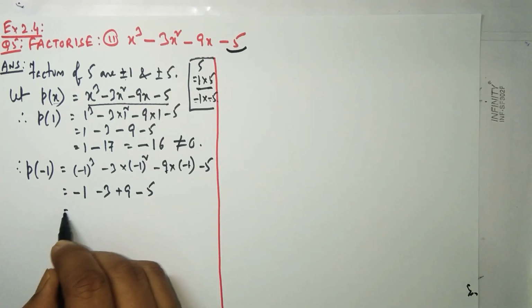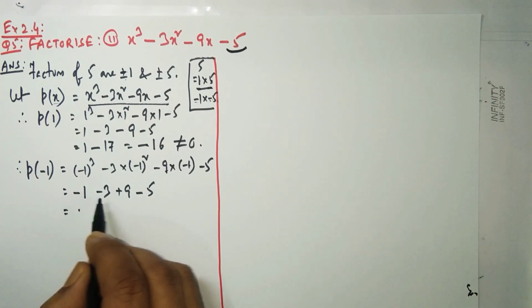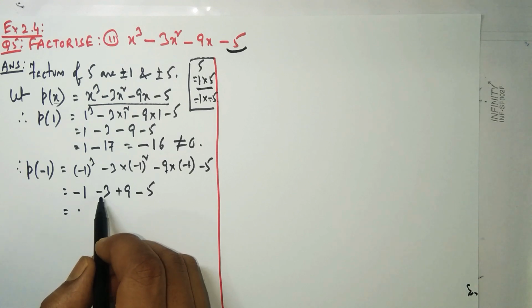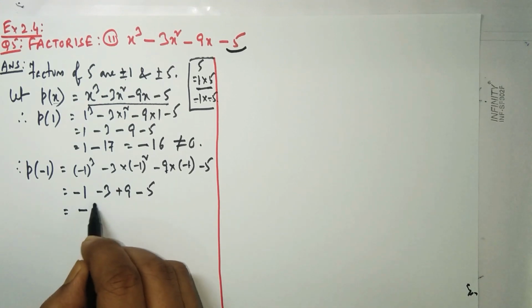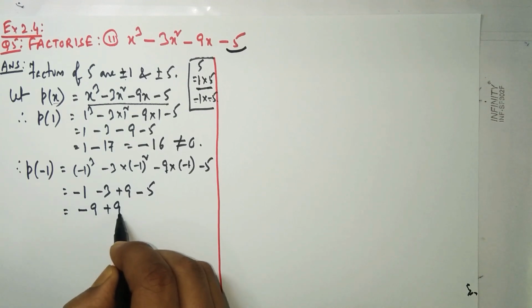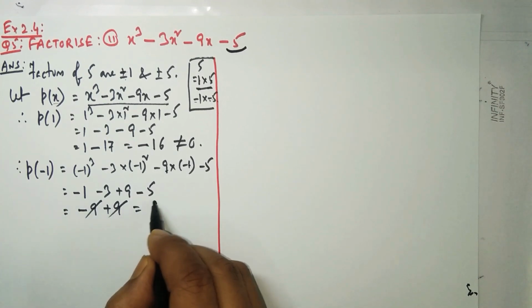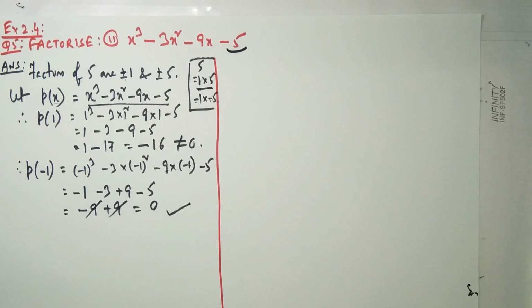So I'm trying to write here. -1 minus 3 is -4. -4 minus 5 is -9. So this is your -9. Here it is +9. -9 plus 9 get cancelled. We are getting now 0. As I said, whenever you get 0, you stop there itself.